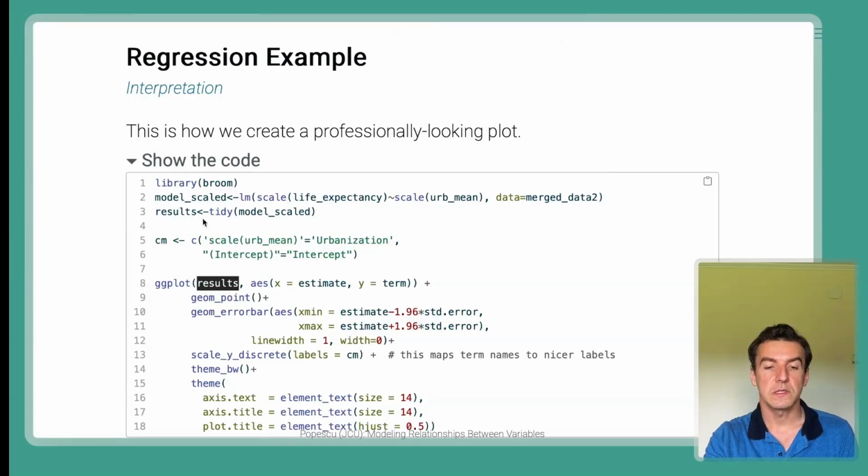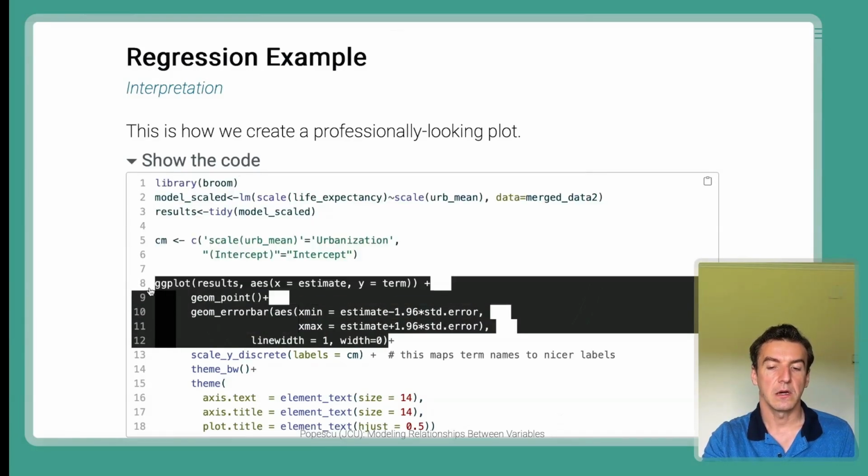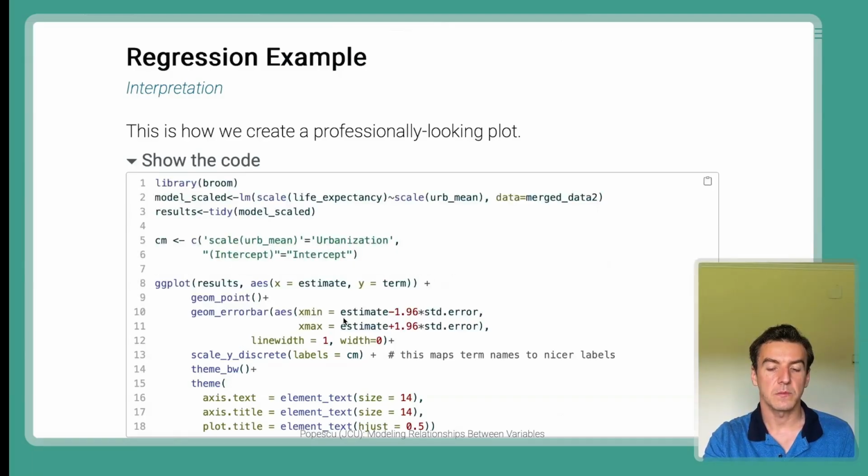So this is the result, the data frame. The x-axis has the estimate, and the y-axis has the term. I'm then creating error bars. So I'm essentially subtracting from the estimate 1.96 multiplied by the standard error.